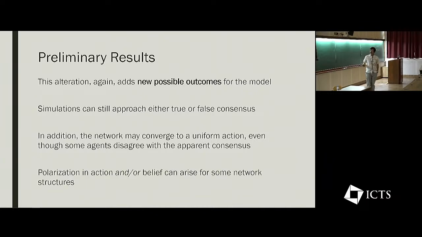You can also end up in a situation where you have polarization in action and belief, or even scenarios where you have polarization in action, polarization in belief, and some of the agents that are performing their group's action actually agree with the other group. But because of who they're connected to, they're conforming with their local people, and vice versa. Do these outcomes make sense?